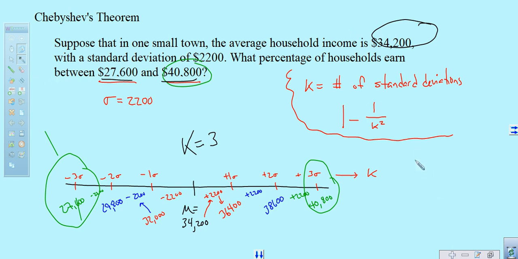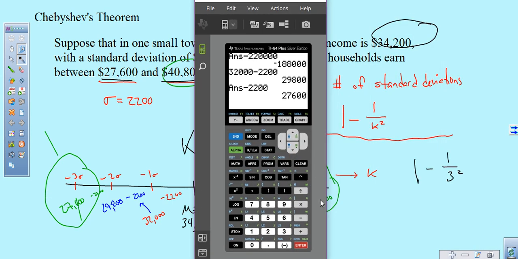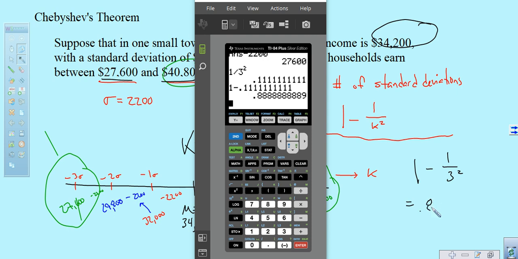So now we take our K equals 3, we plug it in, and we get 1 minus 1 over 3 squared. We pull up our calculator again. A couple different ways you can plug it in. You can do 1 divided by 3 squared, get the decimal, and then you can say 1 minus, and grab that previous answer. That's where I get 0.888888 repeating. I'll tell you what to do with that.